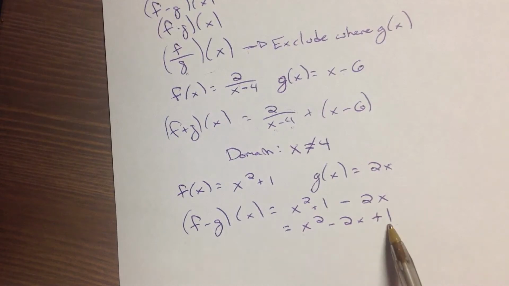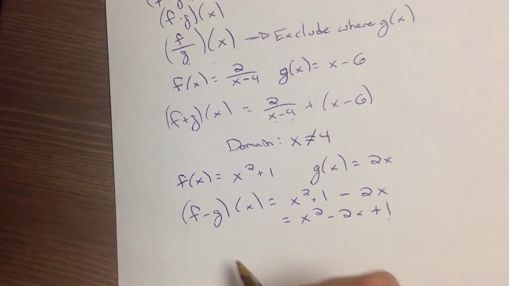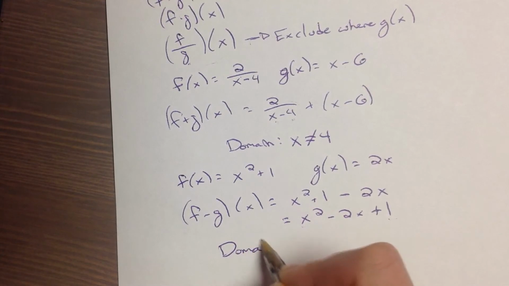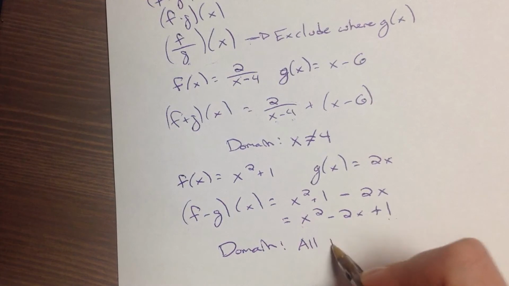Do we have any values that could possibly make us divide by 0 here? No, and there are actually no values that are restricted in this type of function. Therefore, our domain would be equal to all real numbers.